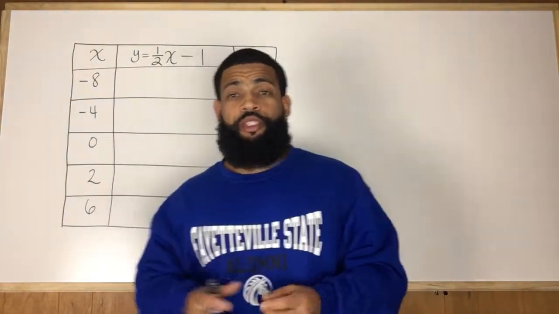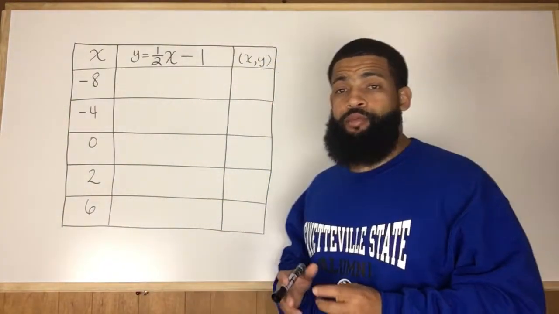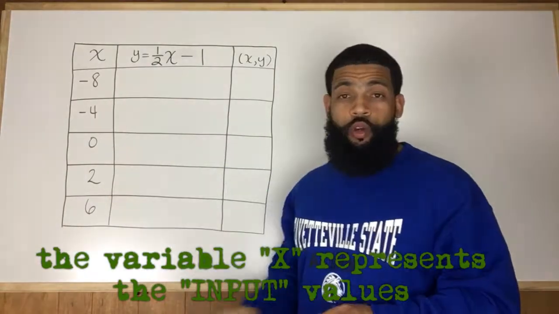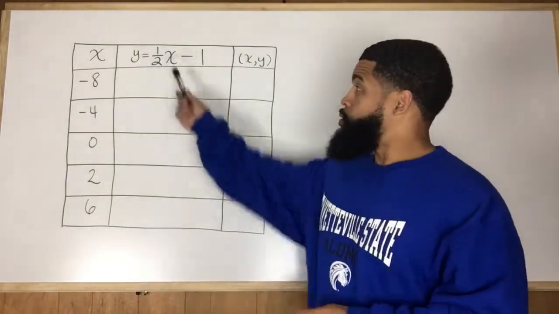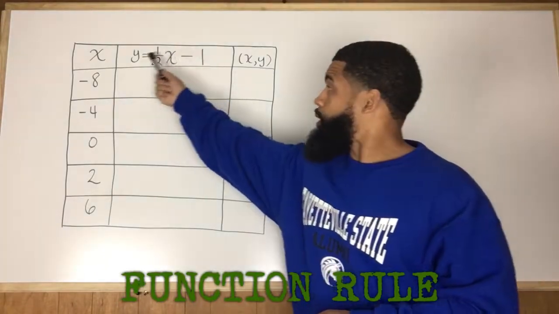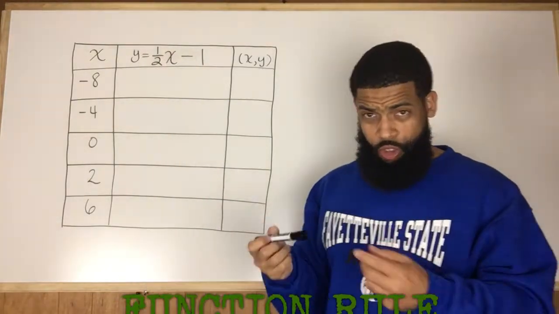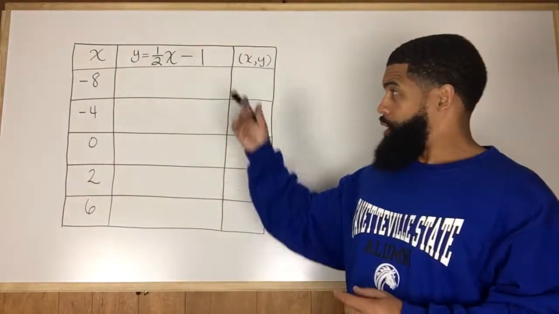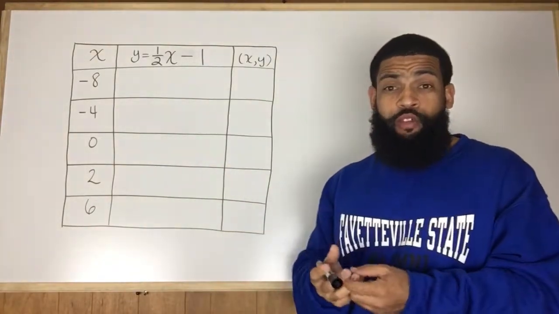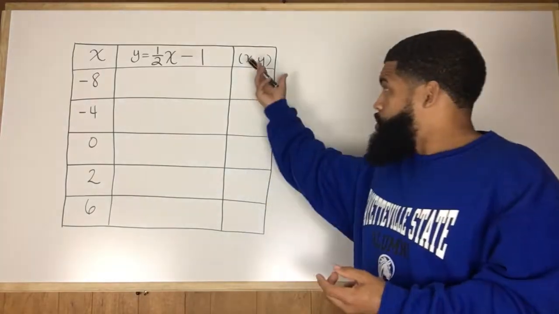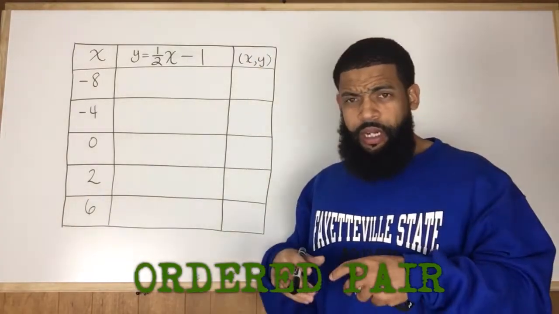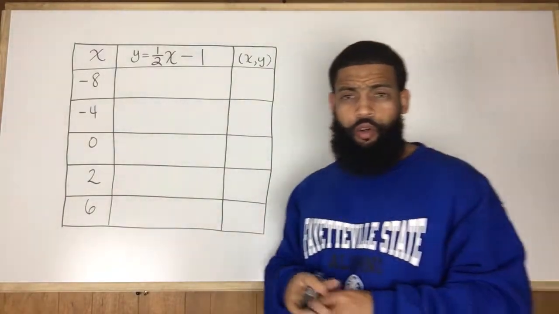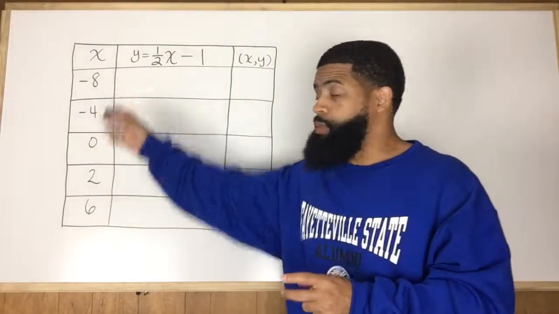So in this particular example, as you can see, I have my table set up already, and I already have my input or x values. Okay, notice I also have a function rule right here in the middle, and I'm going to show you how we can take these input values and we can extract from them the y values or the output values, and then we'll get the ordered pair that comes from these particular input values.